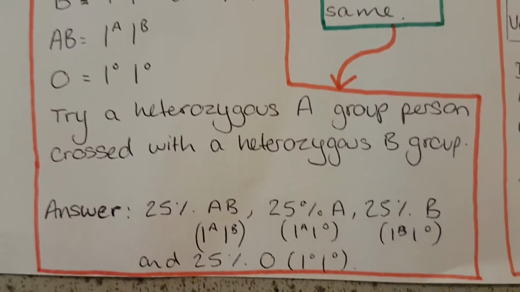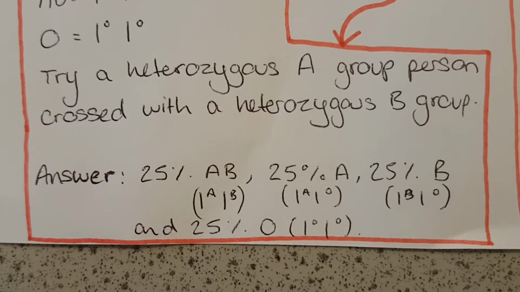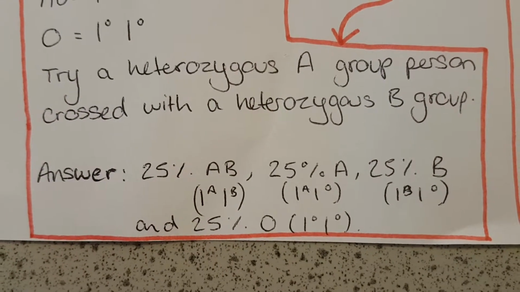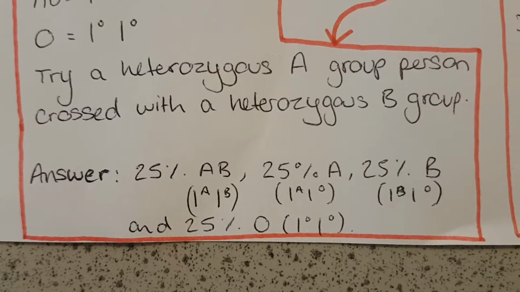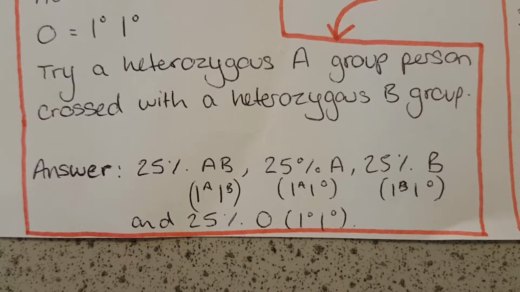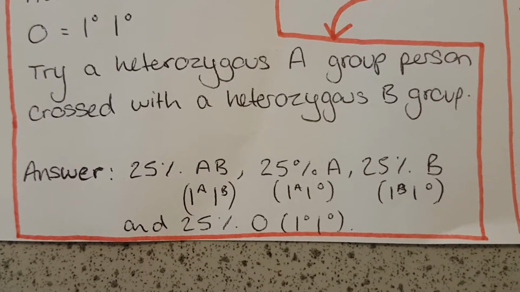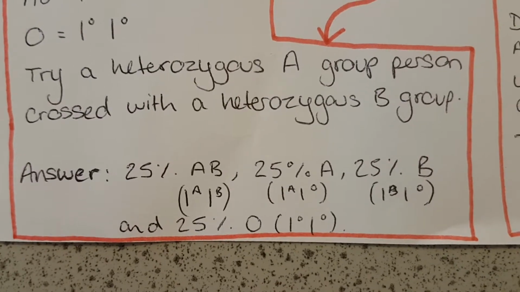Right, here are the answers. So we should be getting 25% of each different type of blood group. So 25% AB, 25% A, 25% B, and 25% O.